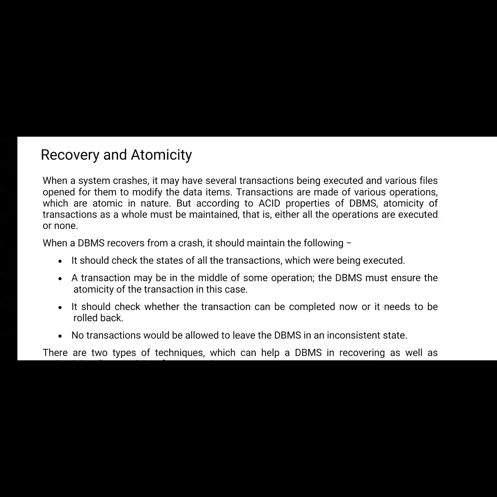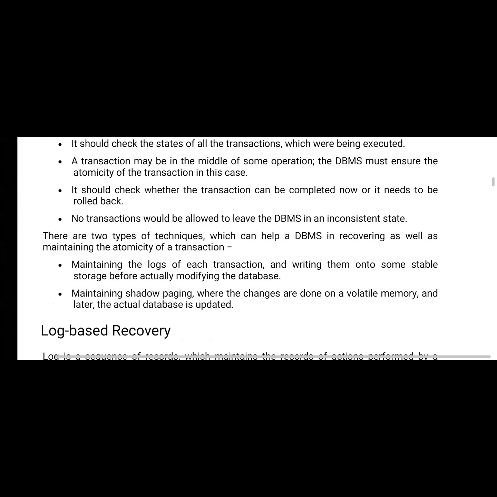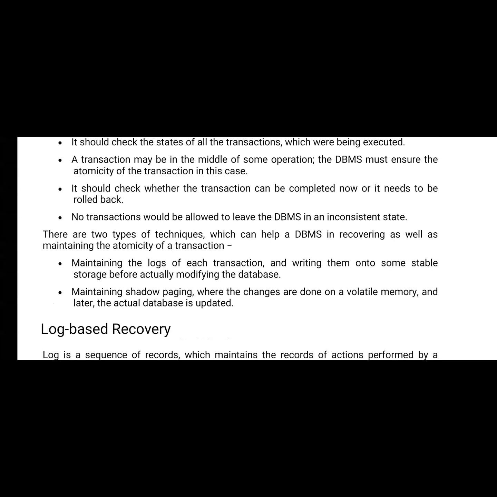It should check whether the transaction can be completed now or needs to be rolled back. What is the meaning of rollback here? We try to remove those types of transactions. No transaction would be allowed to leave the DBMS in an inconsistent state. That means any transactions are not allowed to remain in an inconsistent state. There are two types of techniques which can help a DBMS in recovering as well as maintaining the atomicity of a transaction.